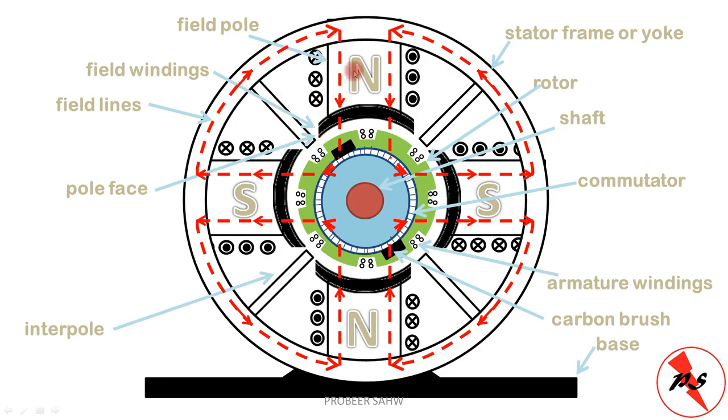These are the field lines that originate from the north poles, go to the south poles, and traverse back to the north pole through the frame or yoke. While doing so, they also cut the rotor. So whenever this rotor rotates, it cuts these magnetic field lines or the magnetic flux. This whole part is known as the rotor, and this part is known as the armature core. Rotor or armature are the same thing.